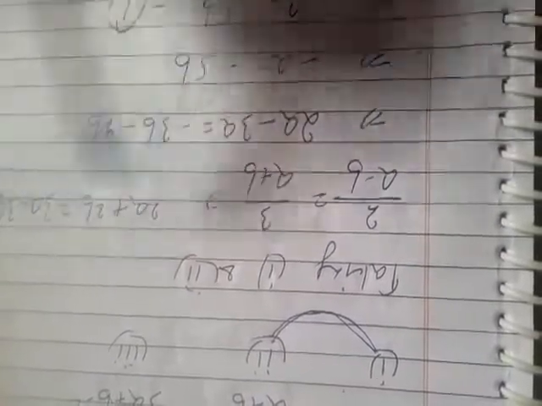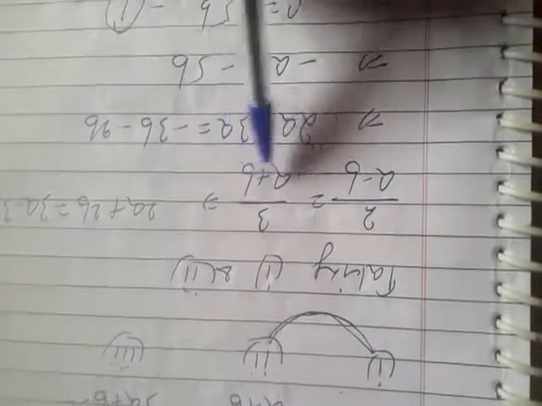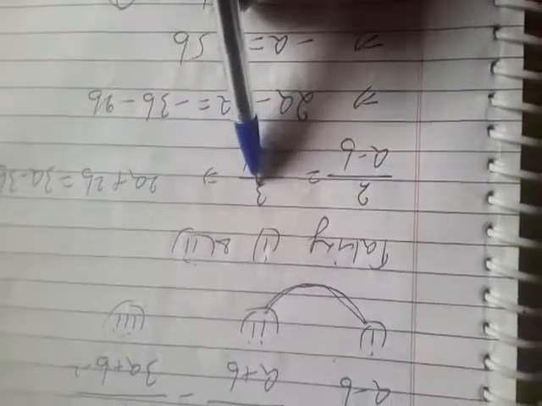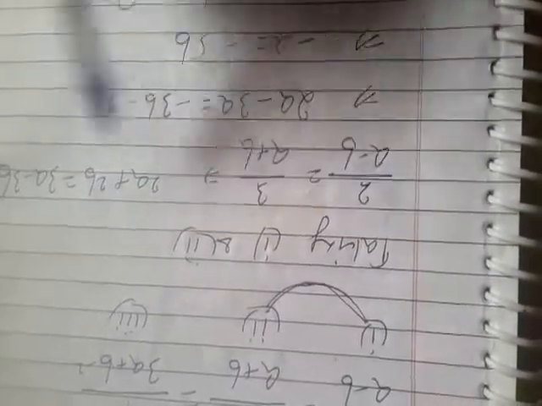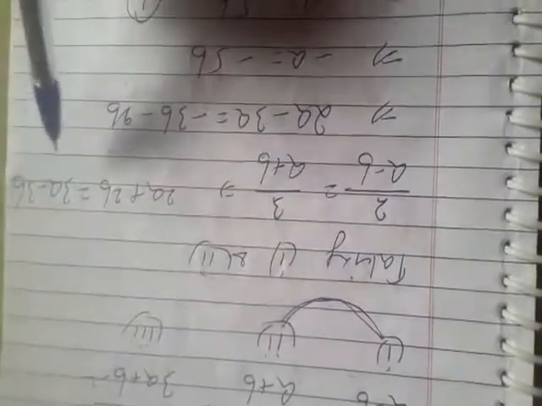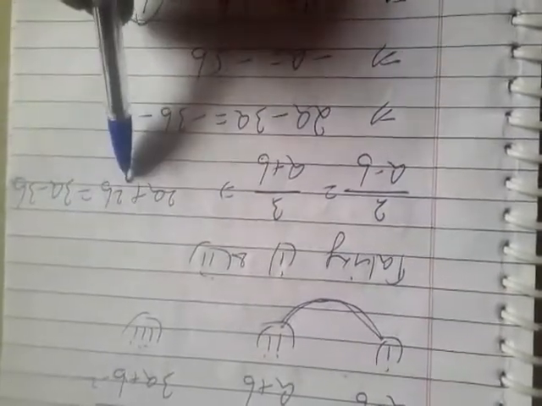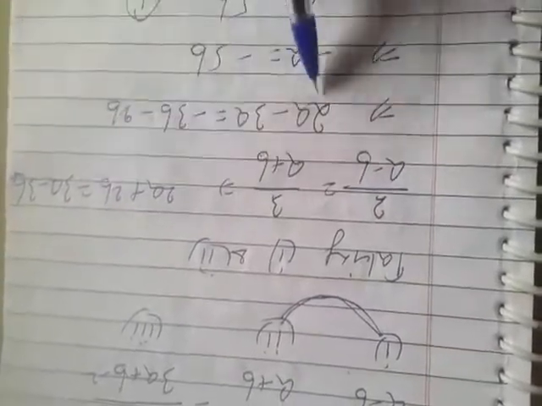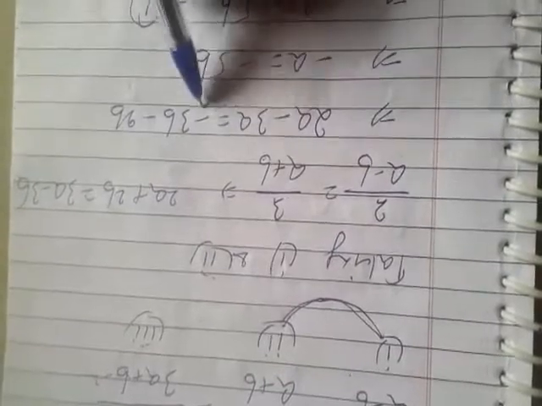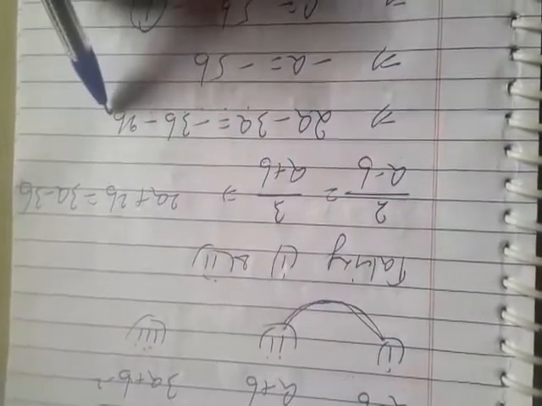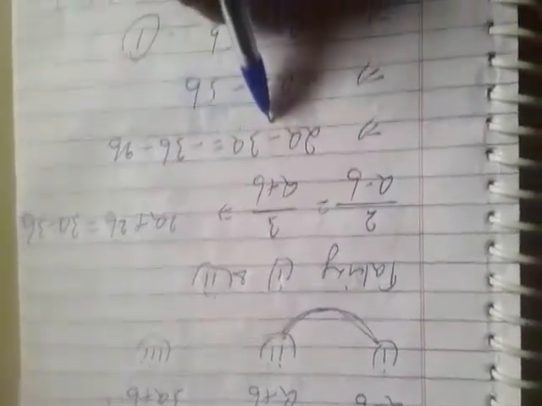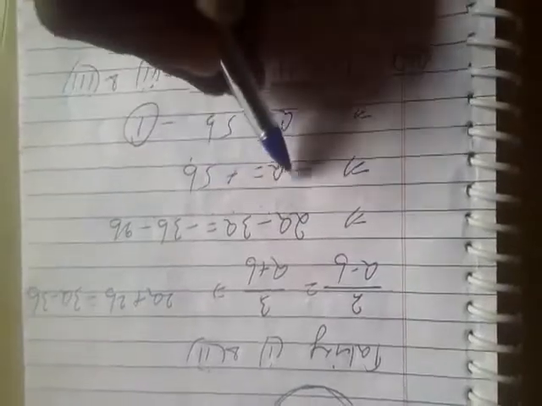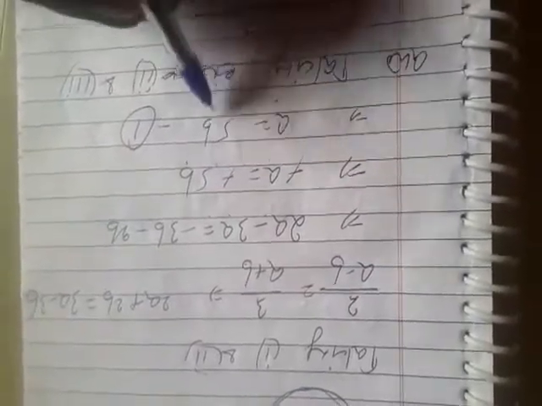2 when multiplied to each term of a plus b will give us 2a plus 2b, and 3 when multiplied to each term of a minus b will give us 3a minus 3b. Now we will take 3a in LHS and 2b in RHS. By doing so, we get 2a minus 3a is equal to minus 3b minus 2b. It will result after simplification as minus a is equal to minus 5b. This minus is cancelled out. What is left? a is equal to 5b. It is our equation number 1.